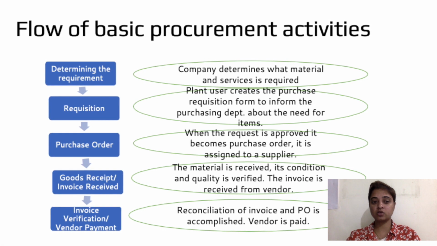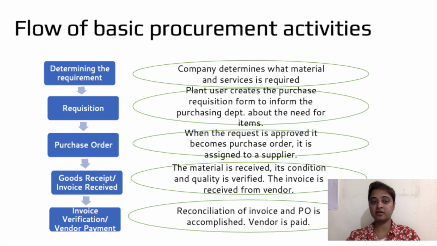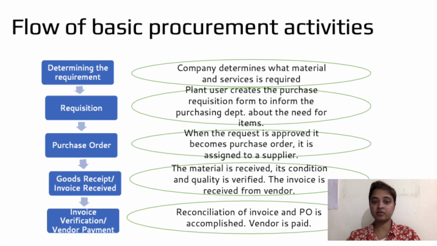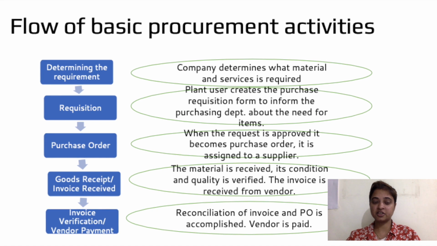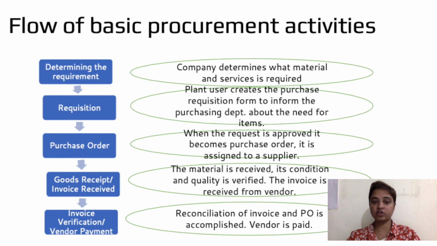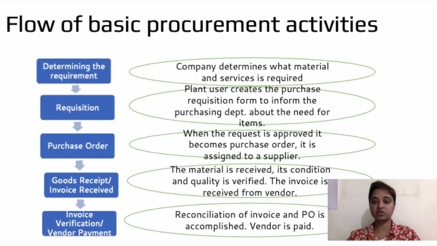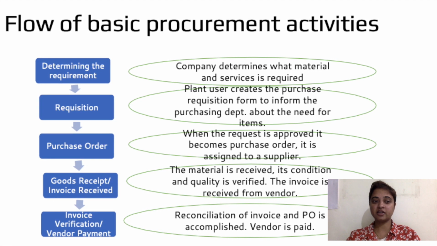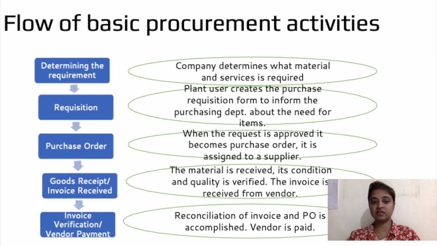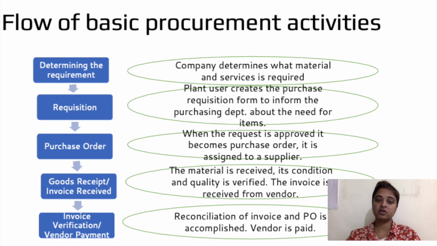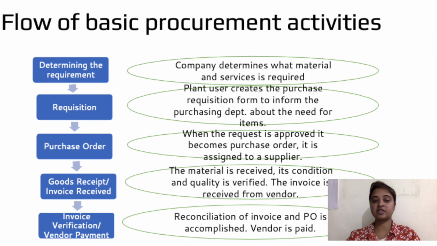It then goes to the supplier, and once the goods are received, the material's condition and quality is verified, and the invoice is received from the vendor. It is then forwarded to the invoice department, and the invoice verification takes place, and the vendor payment is completed. Therefore the purchase order is then said to be accomplished, and the vendor is paid.